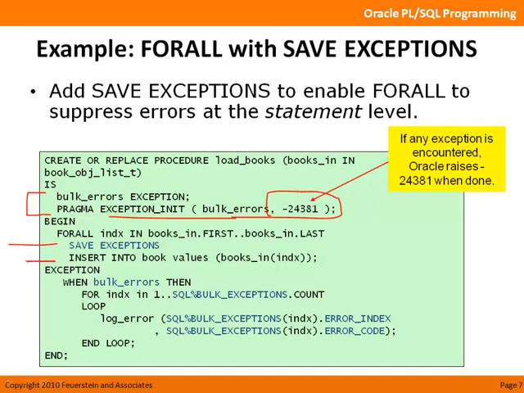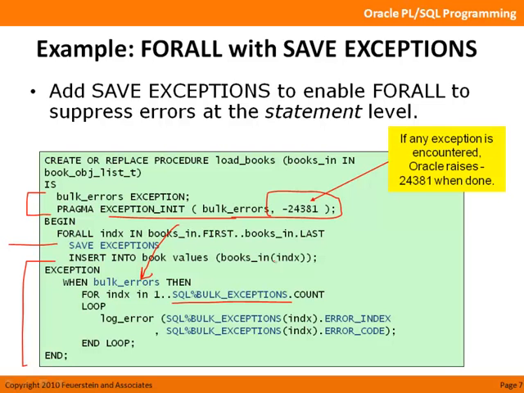And then in your exceptions section, look for or trap the bulk errors exception. And this is much better to do than checking if SQLCODE equals -24381. So by name, I check for that exception. And then what I can do is iterate through the contents of the SQL%BULK_EXCEPTIONS pseudo collection. It's called a pseudo collection because it doesn't have all the properties of a collection. I'll get into a bit more detail on that later.